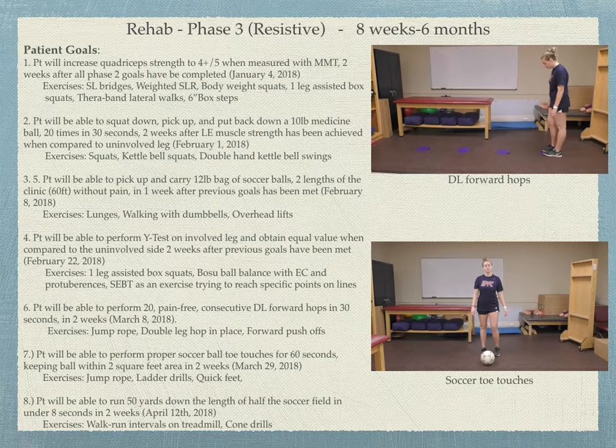It's important to start with regaining quadriceps strength, but simultaneously the patient should also try to regain all lower extremity muscular strength, specifically in the glutes and hamstrings. Towards the middle and end of this phase, we really want to start our patient on their early plyometrics as well as their early functional drills. An example of an early functional drill would be soccer toe touches.